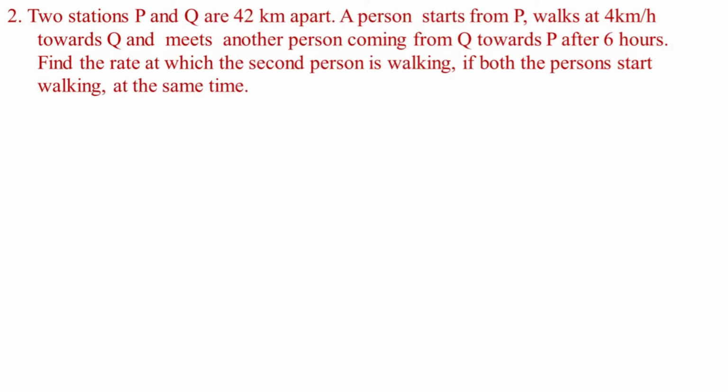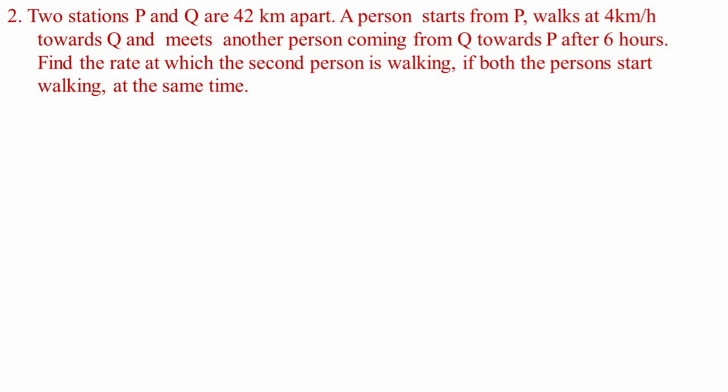Two stations P and Q are 42 kilometer apart. A person starts from P, walks at 4 km per hour towards Q, and meets another person coming from Q towards P after 6 hours. Find the rate at which the other person is walking if both persons start walking at the same time.